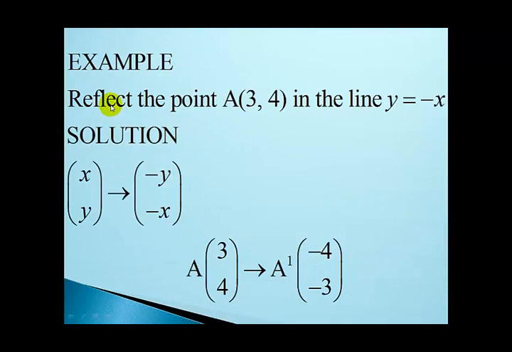Now, example. Reflect the point A, 3, 4 in the line y equals minus x. From the rule, xy maps to minus y, minus x. And so if you are given the point A, 3, 4, then this maps to A prime, the image. So 4 goes up, 3 comes down, and the two coordinates are negated. So we have minus 4, minus 3 according to the rule for reflection in the line y equals minus x. So A, 3, 4 maps to A prime, minus 4, minus 3.